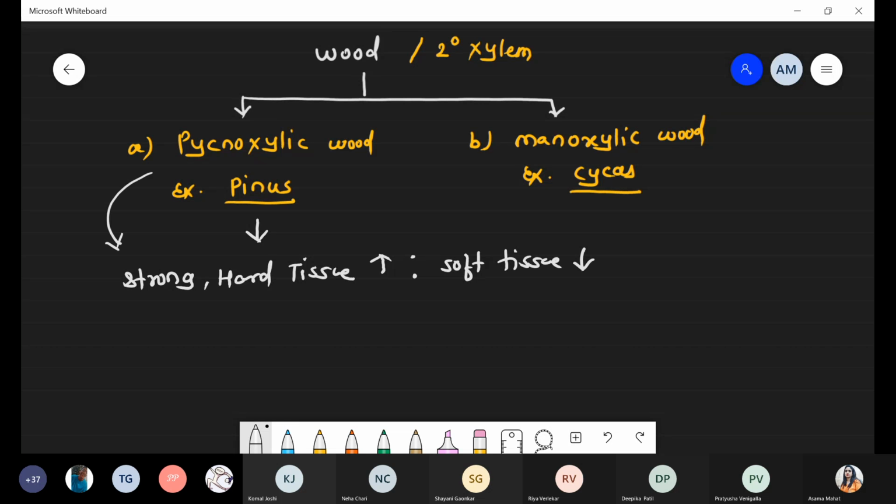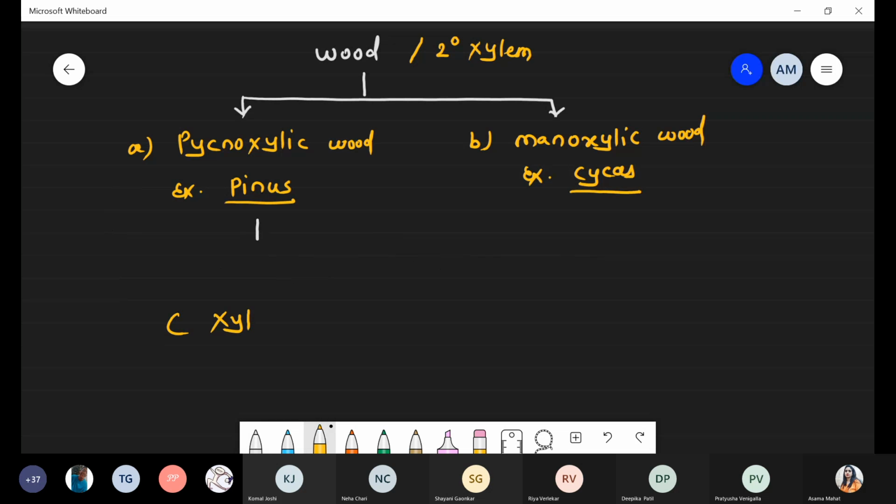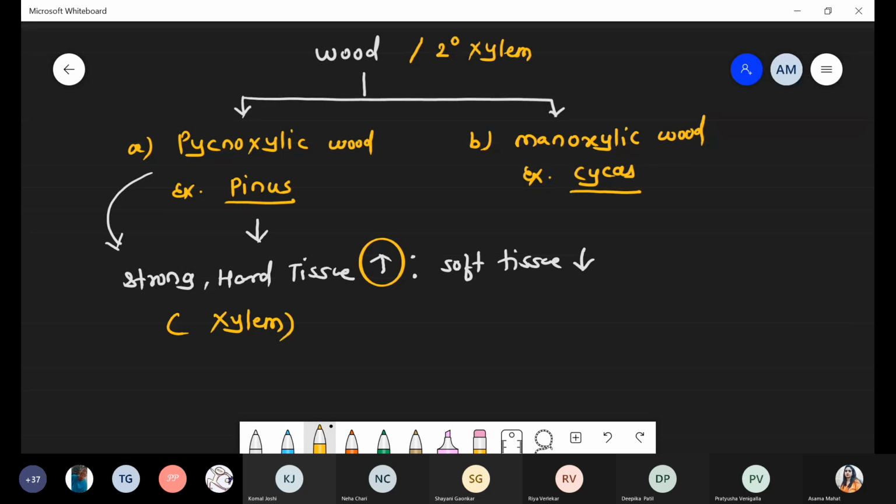So the first condition with respect to pycnocyclic wood is that strong and hard tissue is present in high amount. High amount means what? We are talking about the xylem, so the amount of xylem is high. That's why strong hard tissue is present in high amount, while the soft tissue is nothing but the medullary rays. What is the meaning of medullary rays? These are parenchymal tissue. We'll discuss this part in anatomy. So the soft tissue here is the medullary rays.